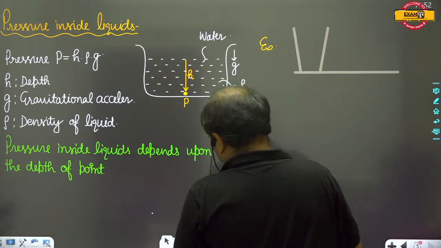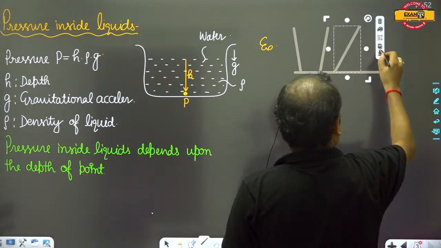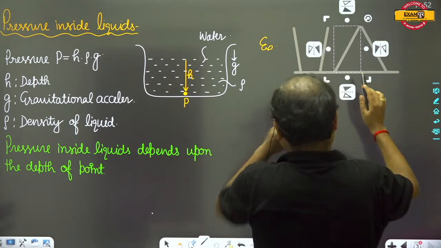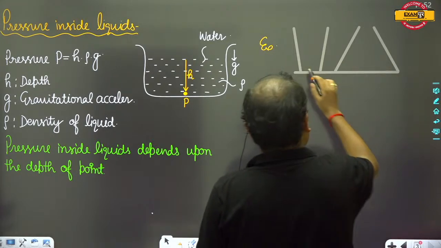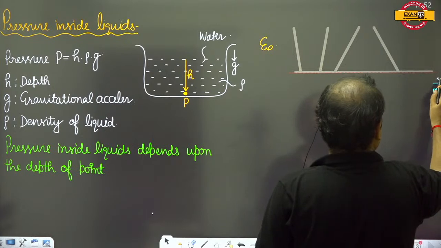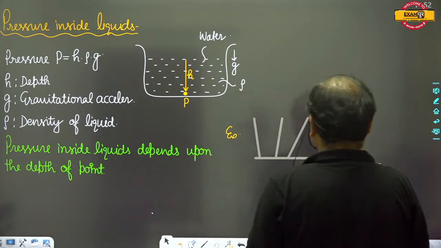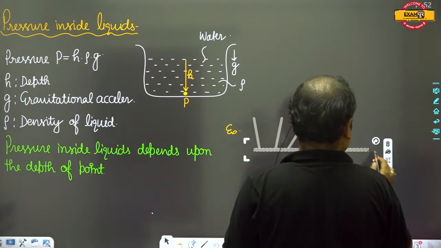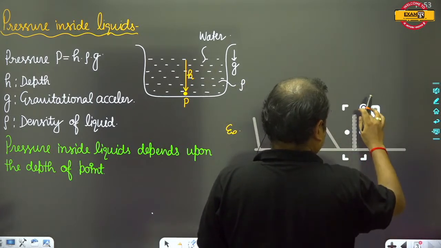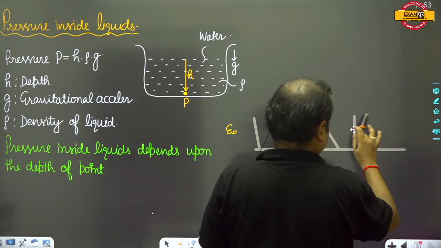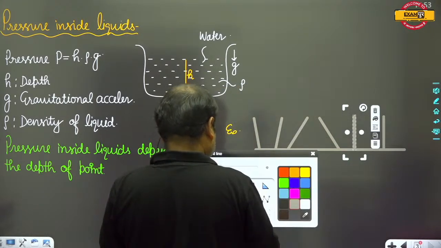Okay, so this is a pot, and this is also a pot, and this is also a pot like this. This is also a pot like this, and this is also a pot like this.